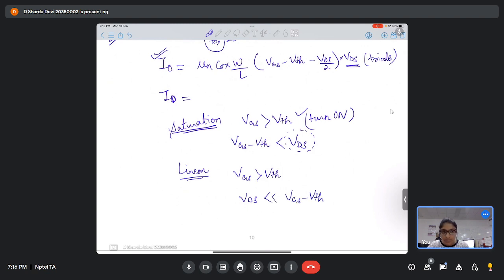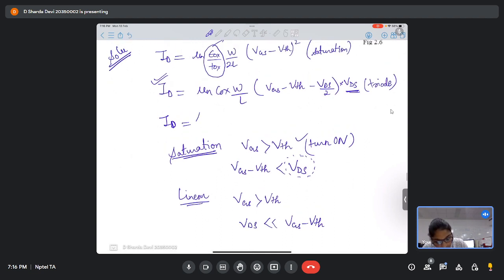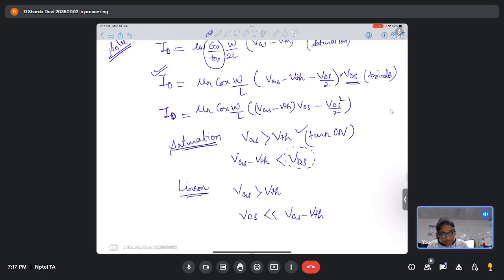Okay, so what happens now if I expand this: VGS minus VTH into VDS minus VDS square by 2. This is how the universal equation will look. Now in the linear region, your VDS is very small. So when it is very small, the square of a small term will be even smaller. Like the square of 2 is 4, but what about the square of 0.1?